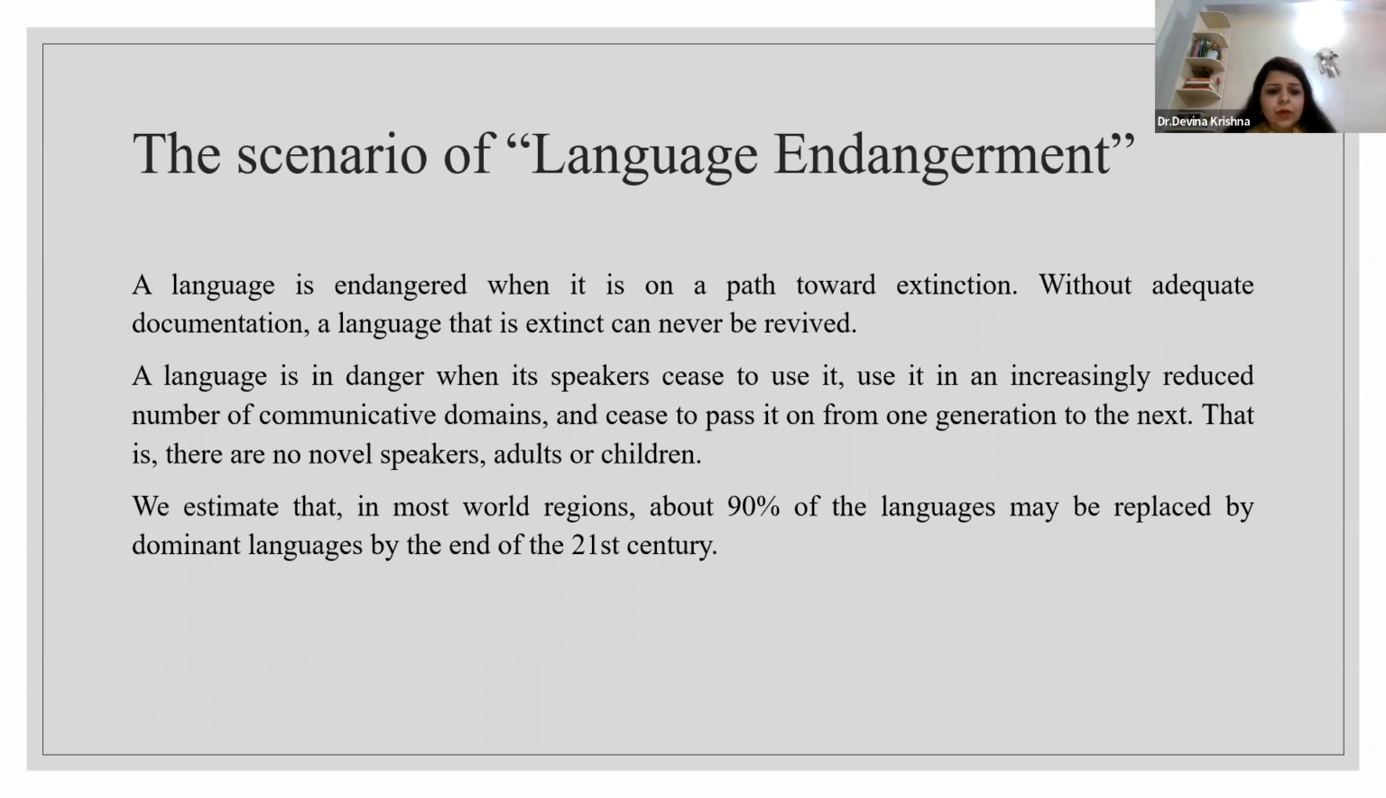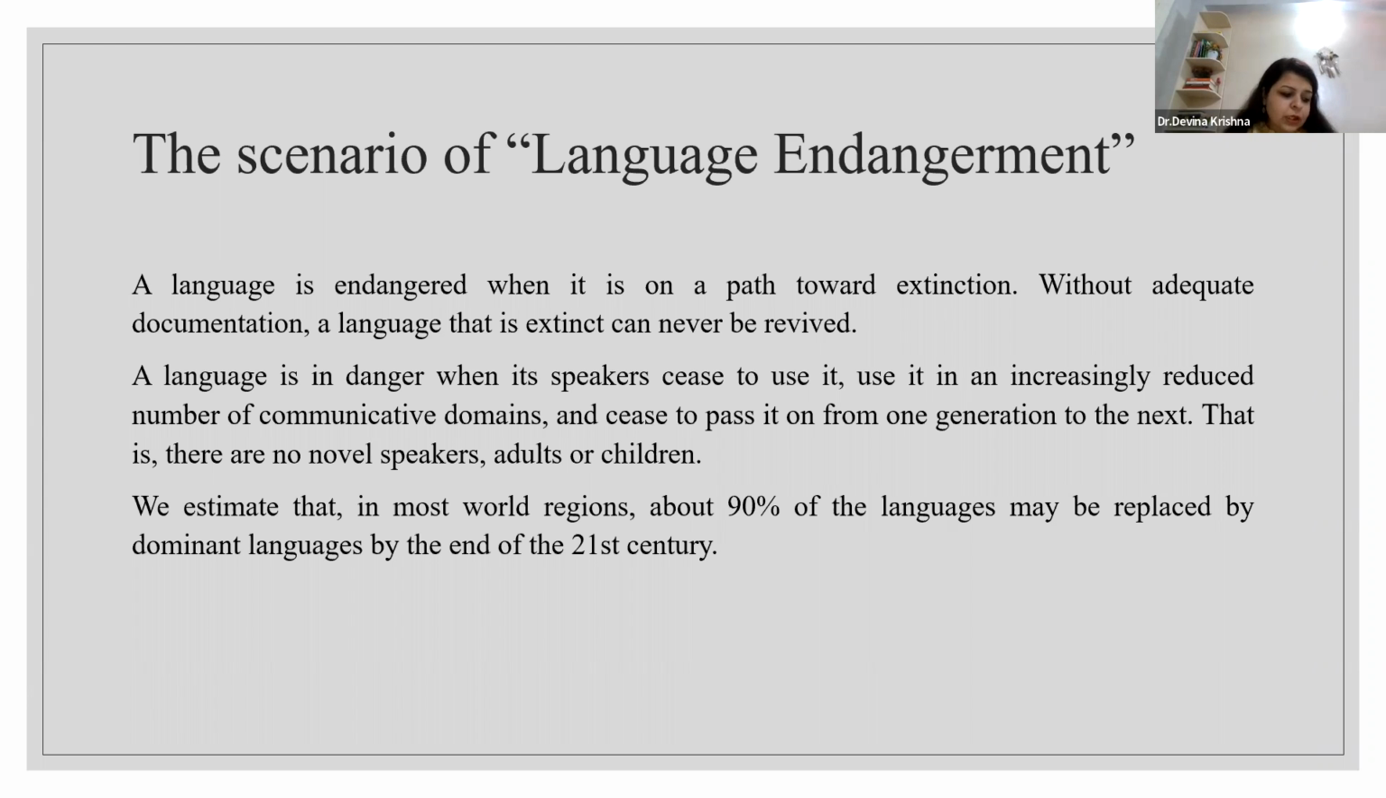The data shows that in most regions, about 90% of the languages may be replaced by the dominant languages by the end of the 21st century. And we have been seeing how the leading languages are dominating around the world. Before I go deep into the topic, I also want to talk about the levels of endangerment. According to Krauss, the linguist, there's a framework for classifying languages according to viability. We have stable, unstable, definitely endangered, severely endangered, critically endangered, and extinct.